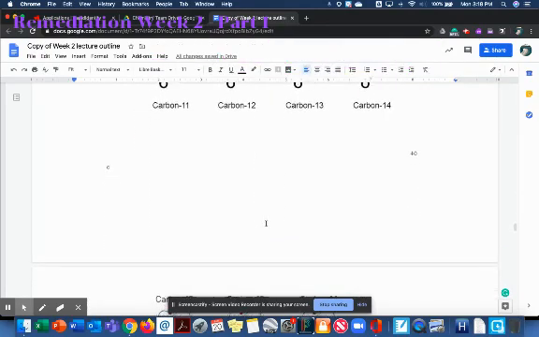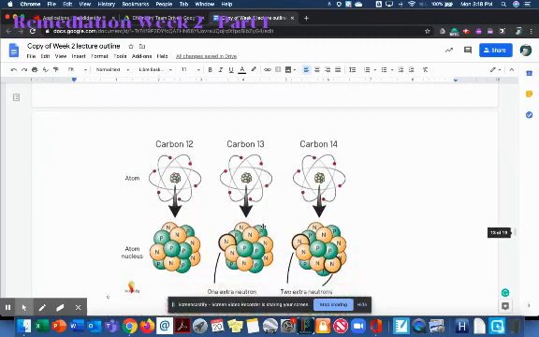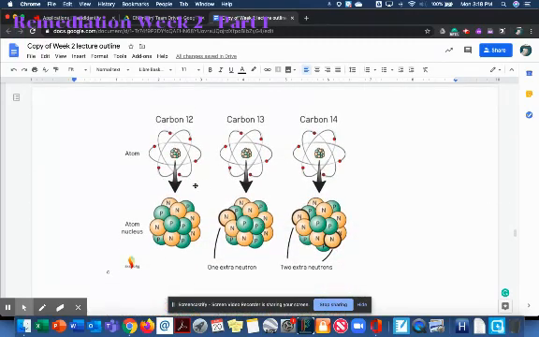Now, if we take those isotopes and look at them a little more closely, here are again 3 of those isotopes, and notice all of them have 6 protons, but there are some extra neutrons in the heavier isotopes. So the protons don't change, but the number of neutrons do.